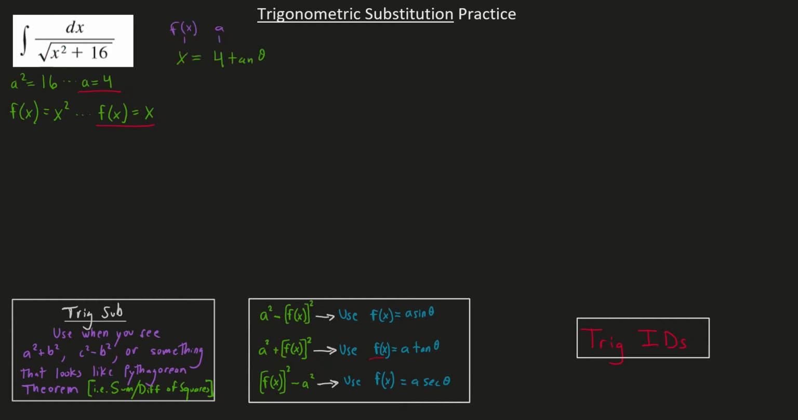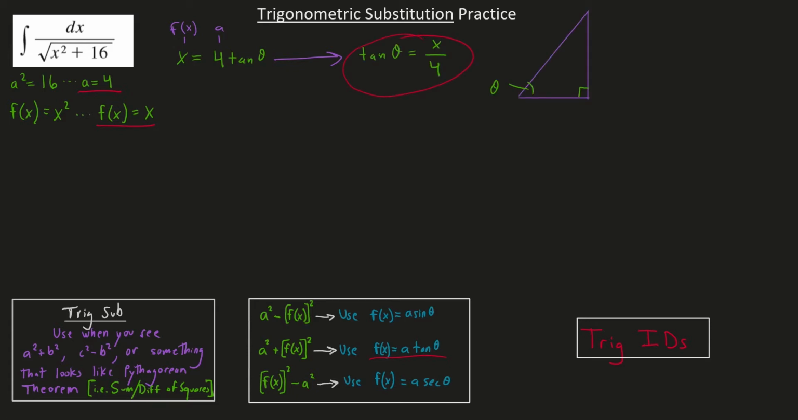So I write out the substitution the table tells me to do. My f, which is my x, is equal to a, which is 4, times the tangent of theta. Of course, as soon as I do this, I'm going to write out that right triangle that this situation describes.